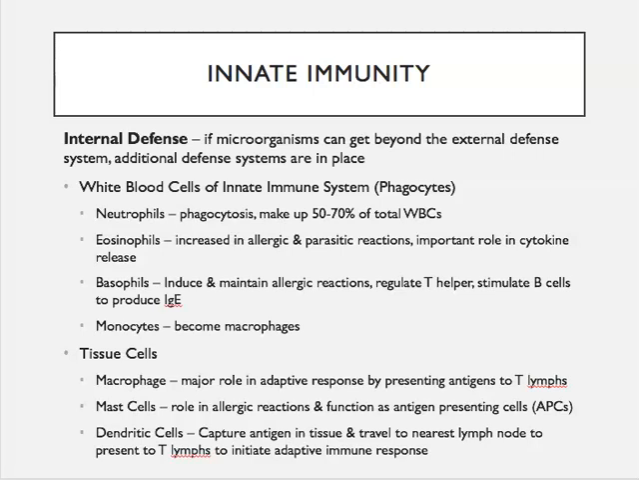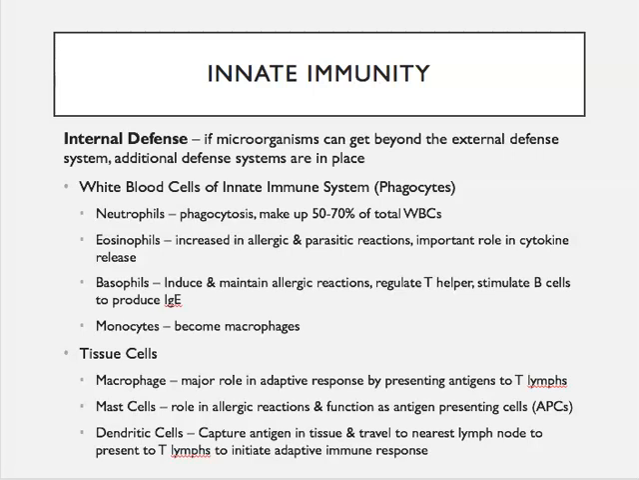The most important role for the eosinophils is in cytokine release. Cytokines are chemical messengers in the adaptive immune response. Then we have basophils that make up less than 1% of all of your circulating white cells. They're the smallest of the granulocytes. They can induce and maintain allergic reactions. They can help with regulation of some T helper cell responses and stimulate B cells to produce an immunoglobulin known as IgE. And then your monocytes make up 2 to 10% of your total white cell population and will go on to become macrophages.